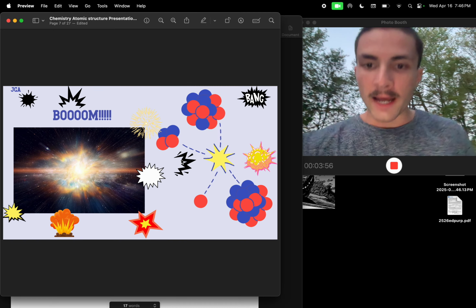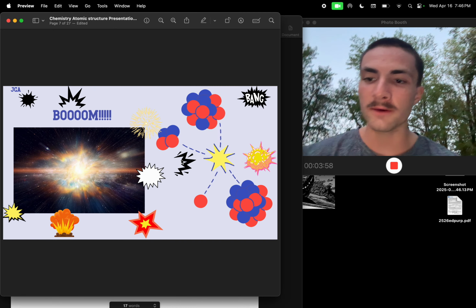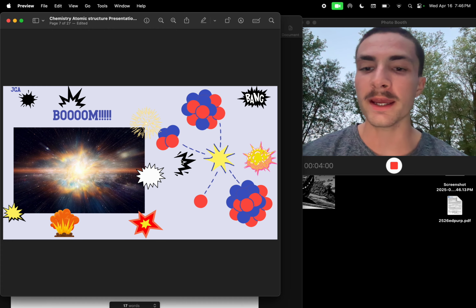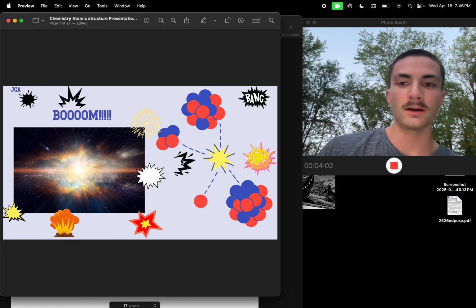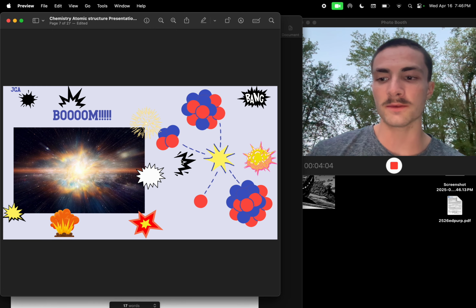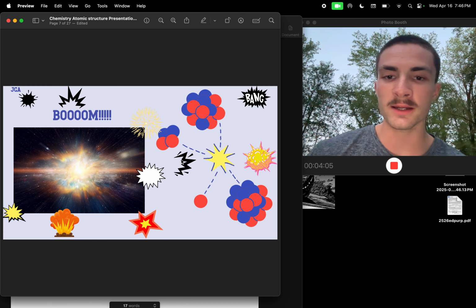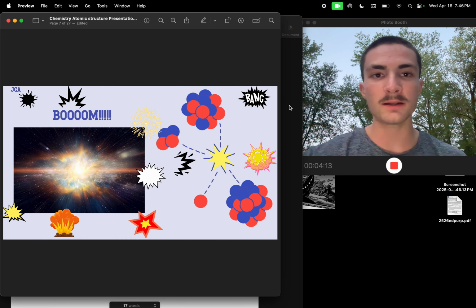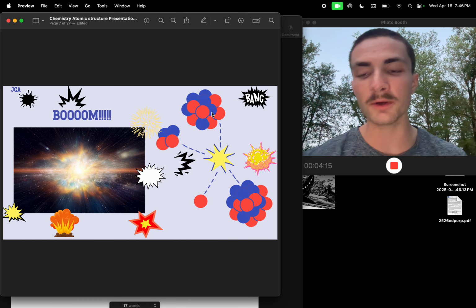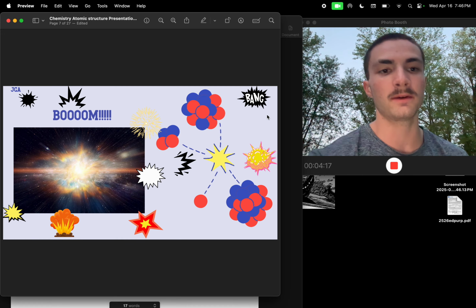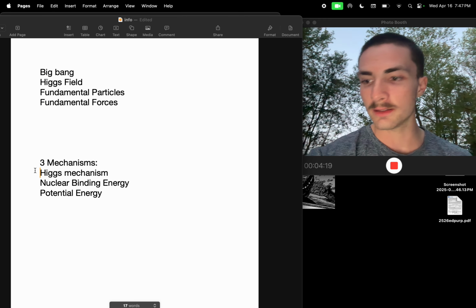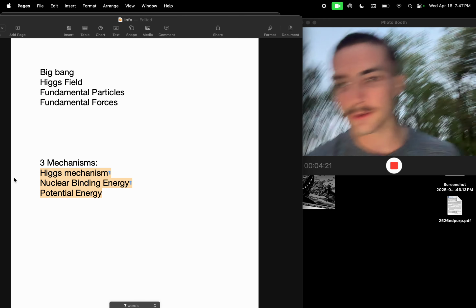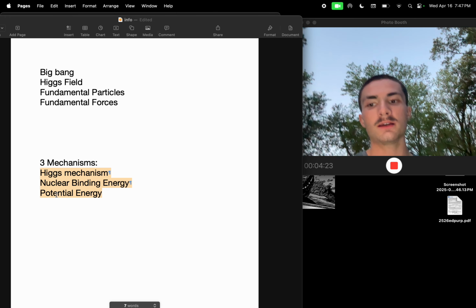So after the Big Bang, there was a lot of energy released from it, quote unquote, and there was a lot of electrons and quarks. So there wasn't actually atoms as we are familiar with them today that are put together and it's really nice and neat. Instead, you had what atoms are made of. And there are three mechanisms by which the building blocks of atoms came together to build atoms, and it's three things: the Higgs mechanism, nuclear binding energy, and potential energy.